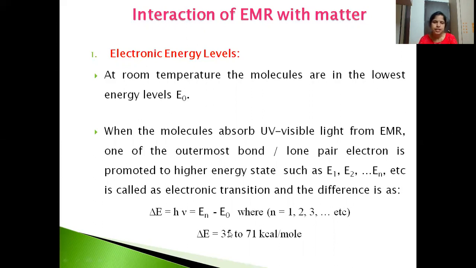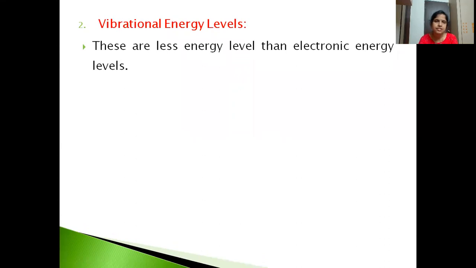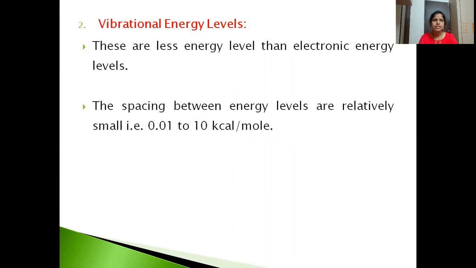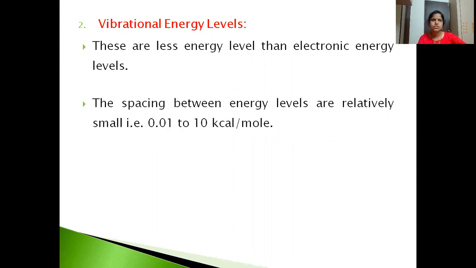So here the delta E value is 35 to 71 kilocalories per mole. So that is the amount of energy that is required for this type of transition between the electronic energy levels. Suppose the sample is irradiated with lower energy radiations, then we can see only the transitions between the vibrational energy levels. So there won't be any transition in the electronic energy level.